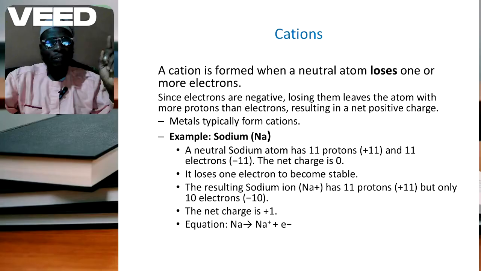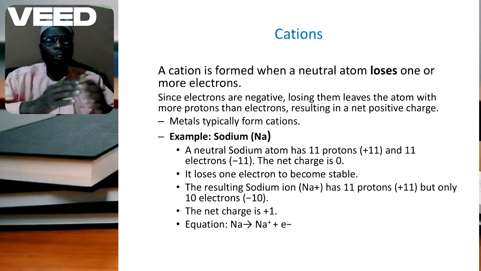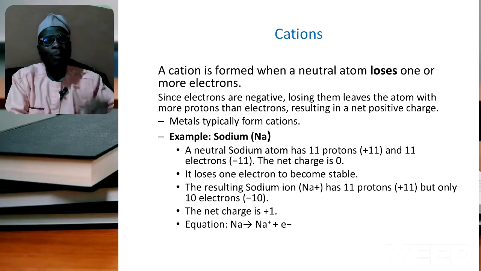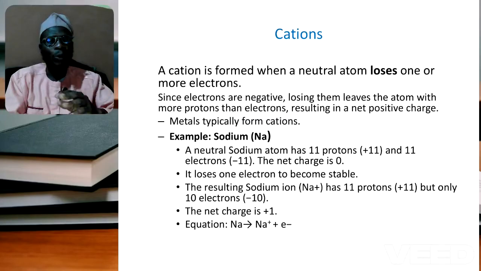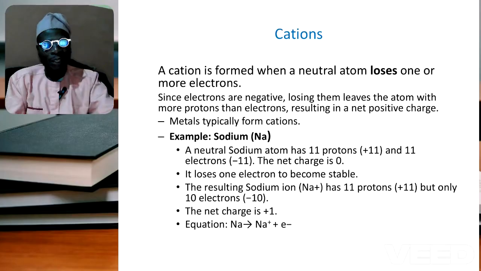Since electrons are negative, losing them leaves the atom with more protons than electrons, resulting in a positive charge. Those that form positive ions by losing electrons are what we call metals. So one property of metals is that they can lose electrons. They normally lose electrons. Example, sodium: when it loses an electron it becomes Na+, it has lost one electron from 11 to 10.